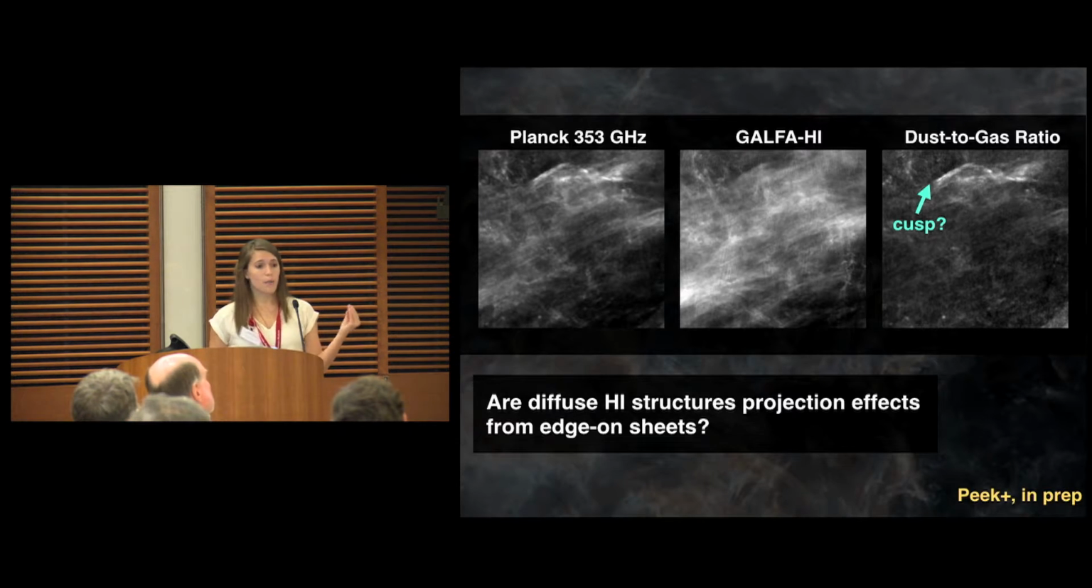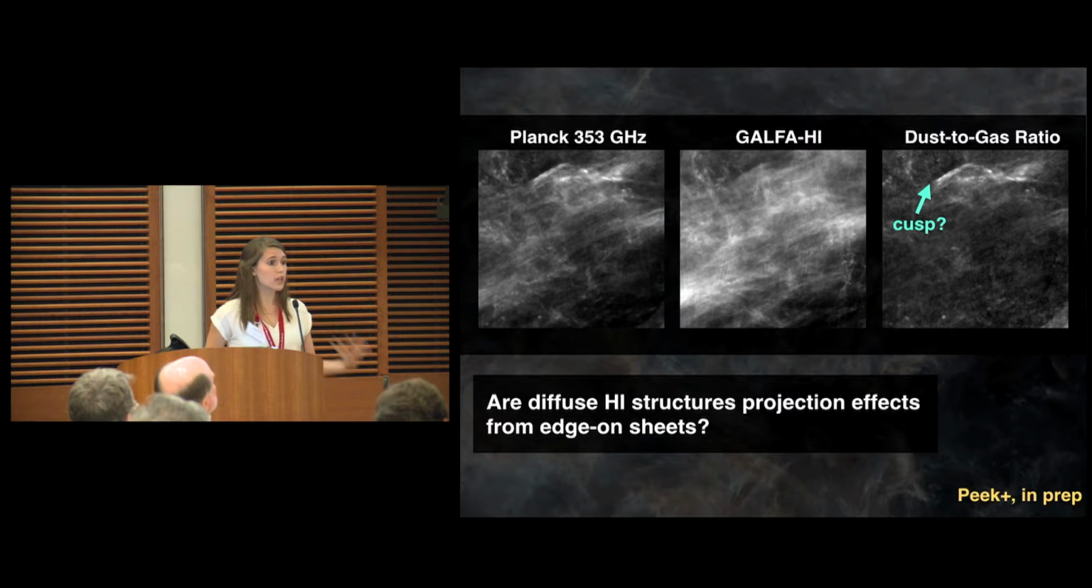But we can also look at properties like the dust-to-gas ratio, which is what I'm showing in the third panel here, and see that, for example, in this cusp, there's an enhanced dust-to-gas ratio, which is not necessarily what you would expect if this is all just wrinkles in what is actually a smooth medium. So this is something that we're planning to dig into further and would love to talk to people here about.